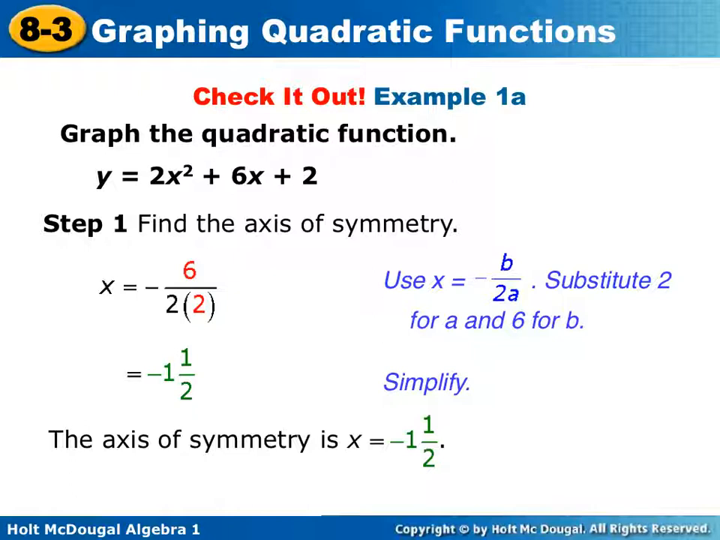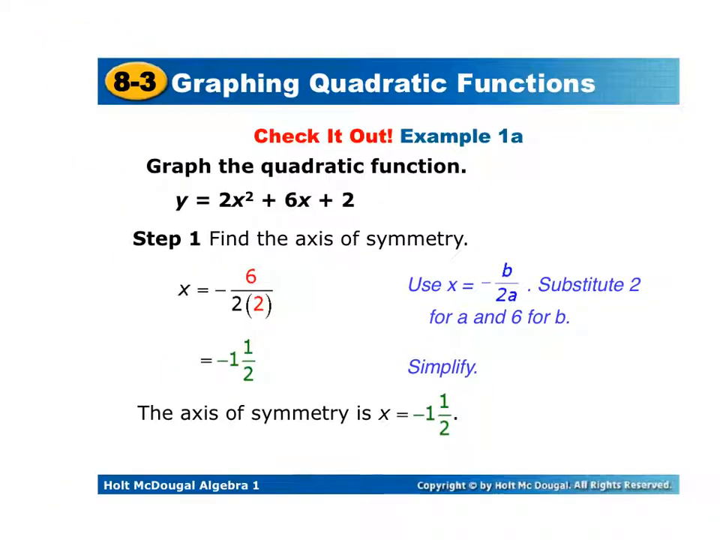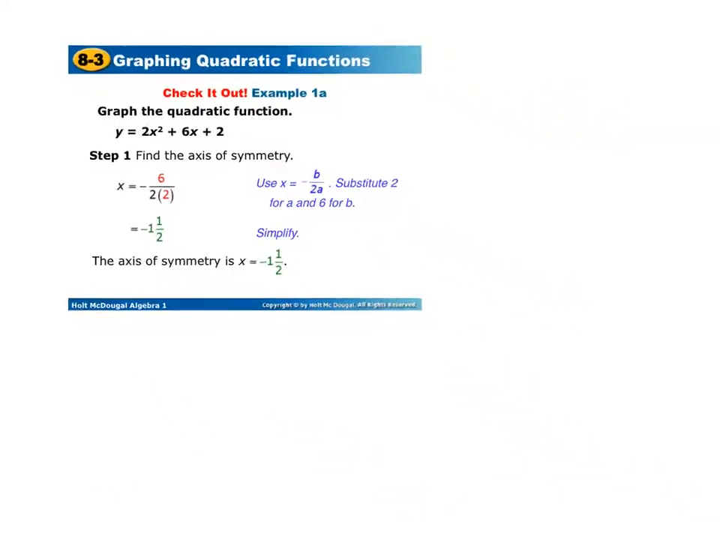So let's try this one. This one's actually going to give us a negative fraction, a negative mixed number. Your axis of symmetry can be halfway through. It could be 1.5. It could be 1 1/4. The axis of symmetry can occur anywhere as long as it's through the vertex. So let's try this one.